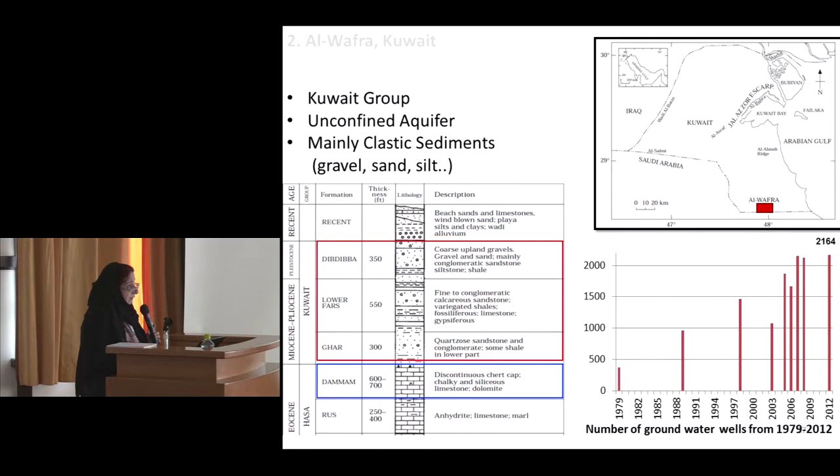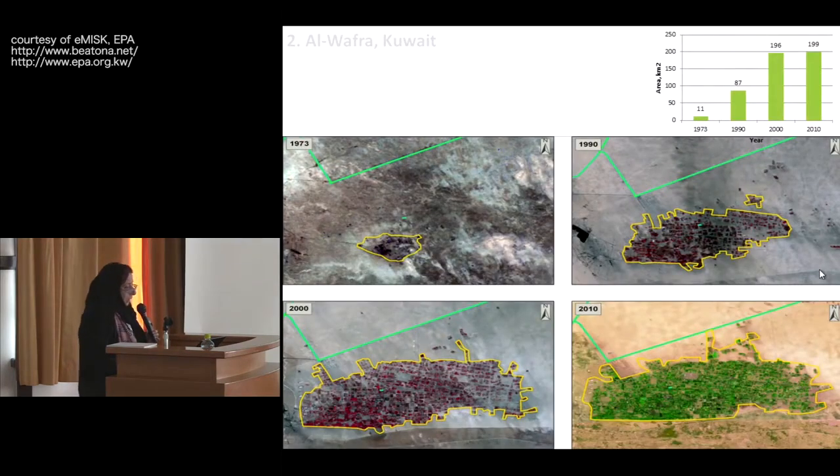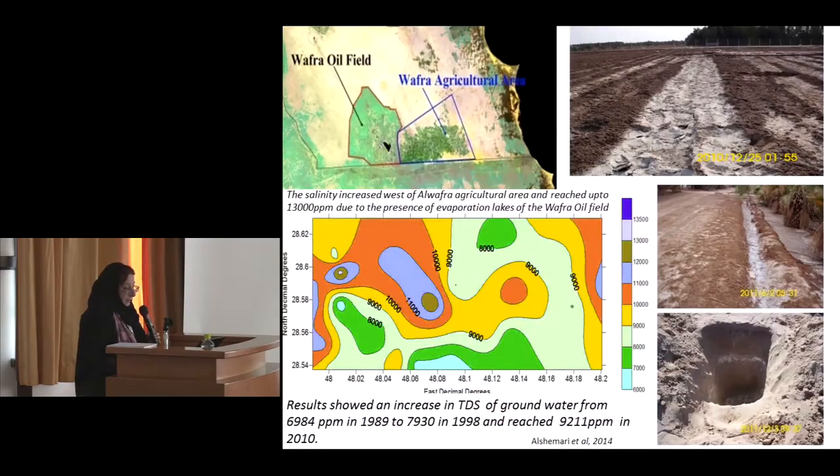The difference in this area is that the water table or the aquifer is an unconfined aquifer. So any activity from the surface will affect the quality of water in the aquifer. And the same story regarding the increased number of borehole wells, and this is due to the increase of the agricultural area. It was 11 square kilometers in 1973. It increased to about 200 square kilometers in 2010.